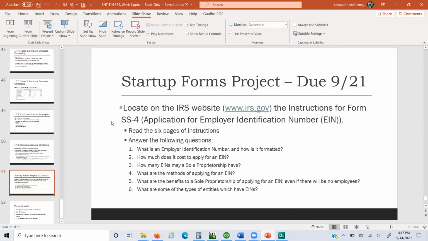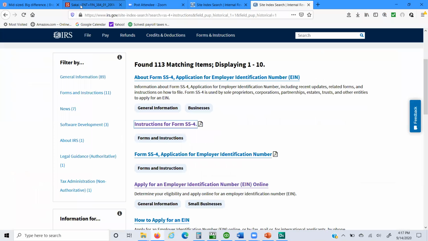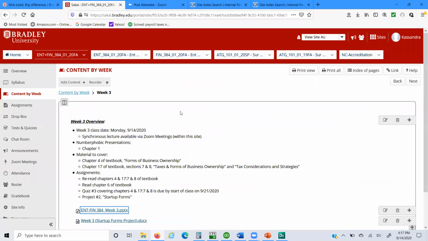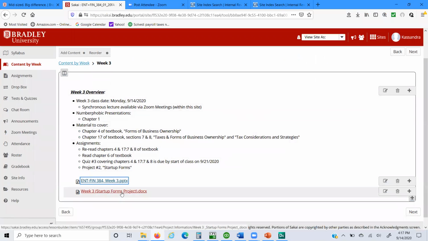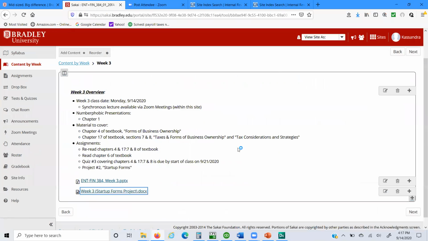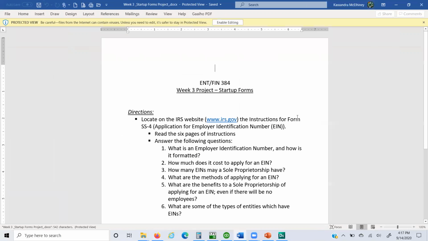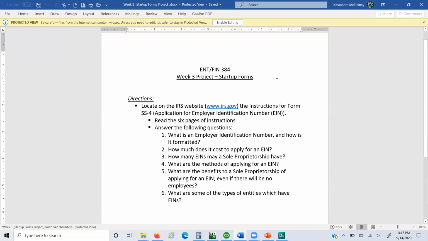So this is also available. There's a Word document up on the week 3 section of our page, the week 3 startup forms project. This is just echoing the same exact information that's on that last slide, or the next to last slide.